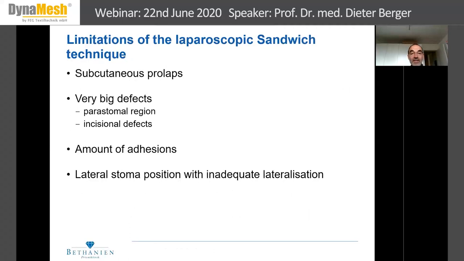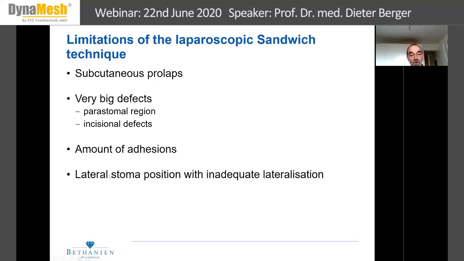The limitation of the laparoscopic sandwich technique is the subcutaneous prolapse, of course, because at least in my hands, I have problems to take these prolapses down, to mobilize the subcutaneous part of the stoma loop by laparoscopy. Very big defects in the parastomal region, or a very big incisional defect, may not be suitable for the laparoscopic sandwich technique. The amount of adhesions, of course, but this is usually not the problem.